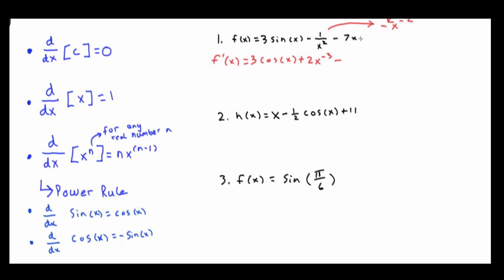Minus, and since we have a lone x here, we can just get rid of this, since this rule here, derivative of just x with no power is just equal to 1, so minus 7, and that's our answer.